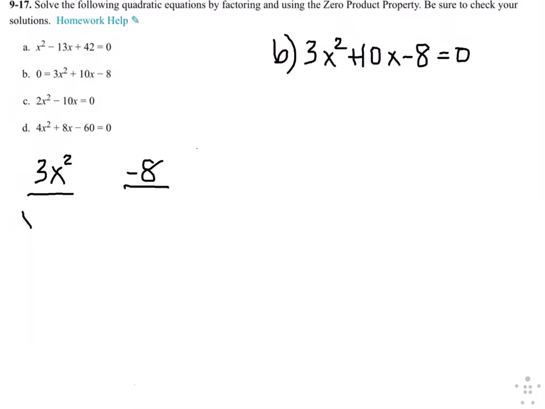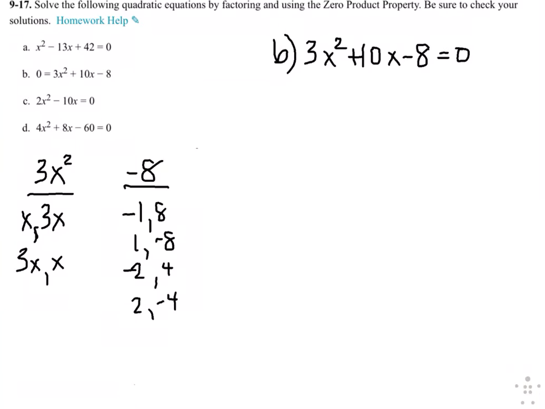So I have x and 3x here, and here I have negative 1 and 8, 1 and negative 8, 2 and negative 4, negative 2 and 4. Then I have to reverse one of the columns. So I'm going to reverse this one, 3x and x. So now we need outers and inners. We multiply the outers and we add the inners, and the goal is to find a positive 10.